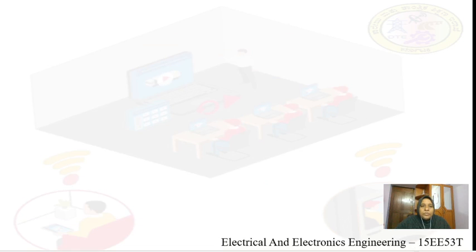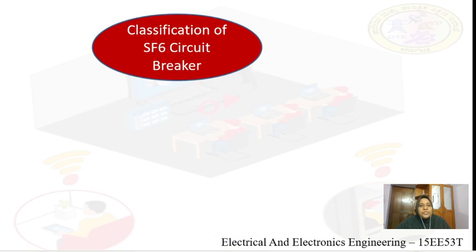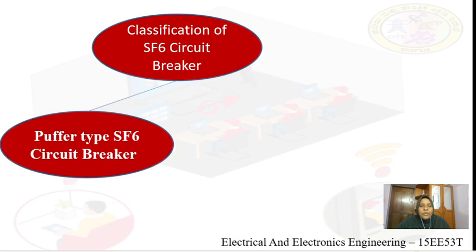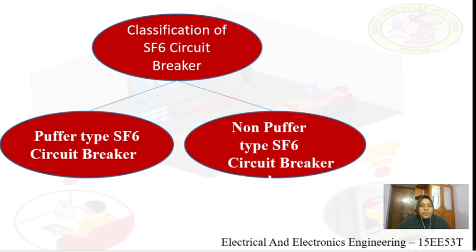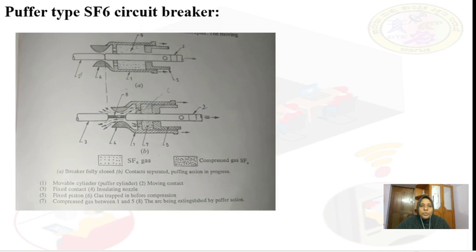Now coming to the classifications of SF6 circuit breakers. We have two classifications. The first one is the puffer type SF6 circuit breaker. The second one is called the non-puffer type SF6 circuit breaker. So today what we are going to study is the puffer type SF6 circuit breaker. Let us try to take that up. Puffer type SF6 gas circuit breaker.